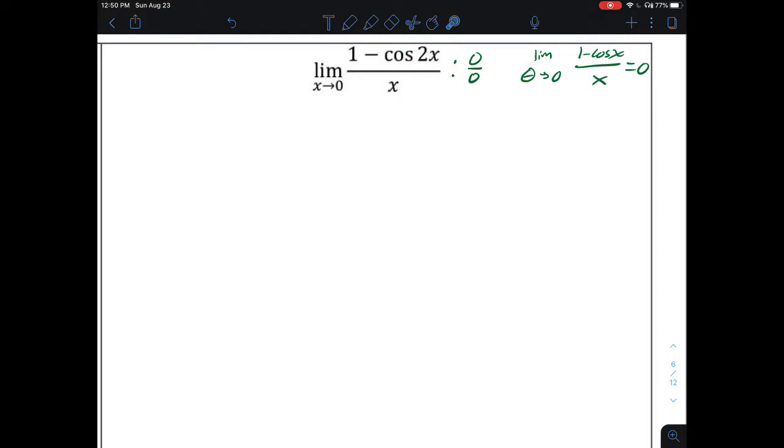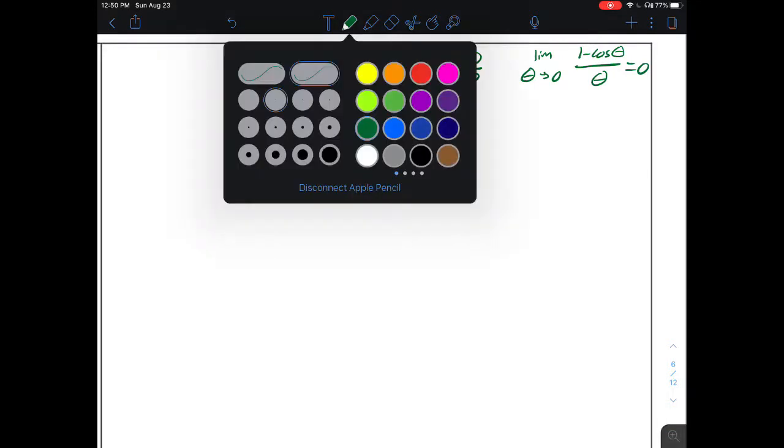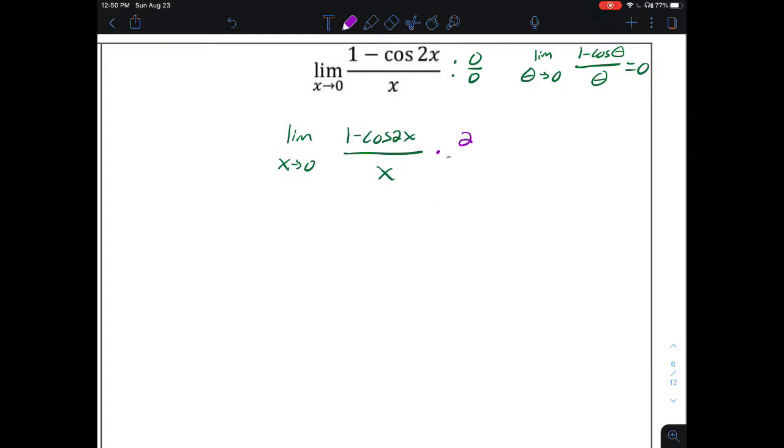Now notice we have 2x inside of cosine. And in fact, these shouldn't be x's. Those should match. Those should be thetas. So what's inside of cosine has to be in my quotient. So if I have 2x inside of cosine here, I need to have 2x in my denominator. So my first move would be to create that 2 times x in my denominator, which means I'm going to have to multiply the numerator and the denominator by 2.